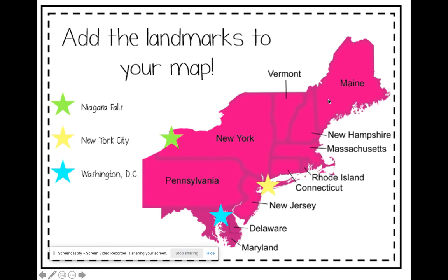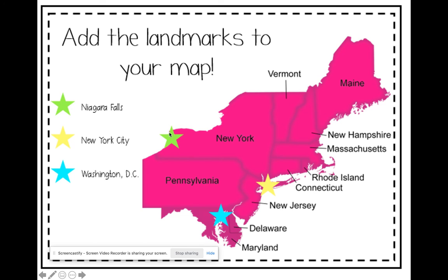Okay, so we have different landmarks that we've learned about. These are our states that you will find in the Northeast region. We have Maine, then New Hampshire and Vermont, Massachusetts, and then you have little Rhode Island right here, Connecticut, then New York, Pennsylvania, New Jersey, Delaware, and Maryland.